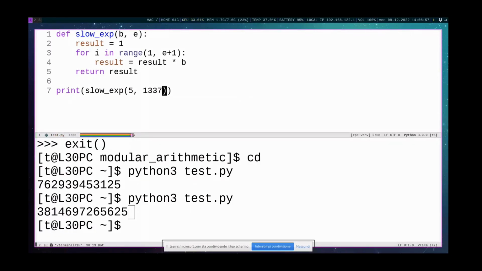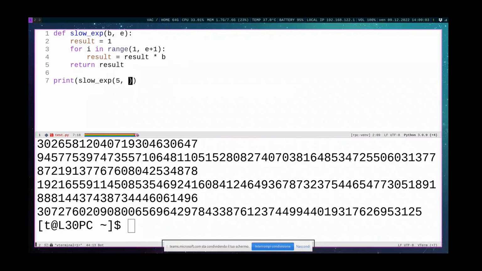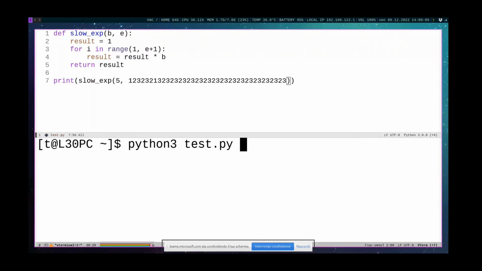So let's raise the exponent. This still works, but of course in RSA we have really big exponents. So we can go all in, let's say. Now we can wait until we die, and this is probably not going to stop because it's not implemented in an efficient way. The complexity here, we feel it.